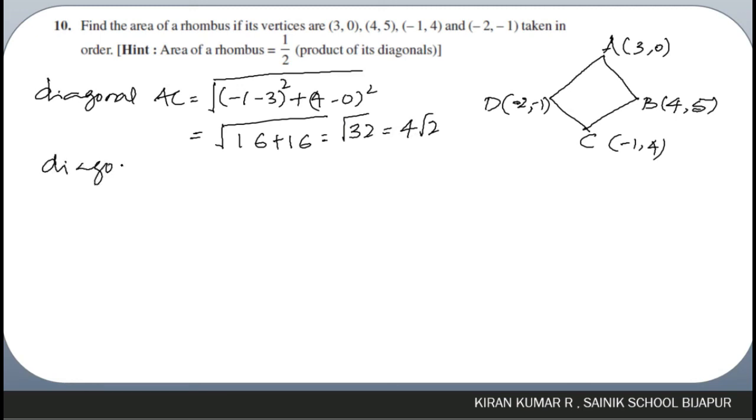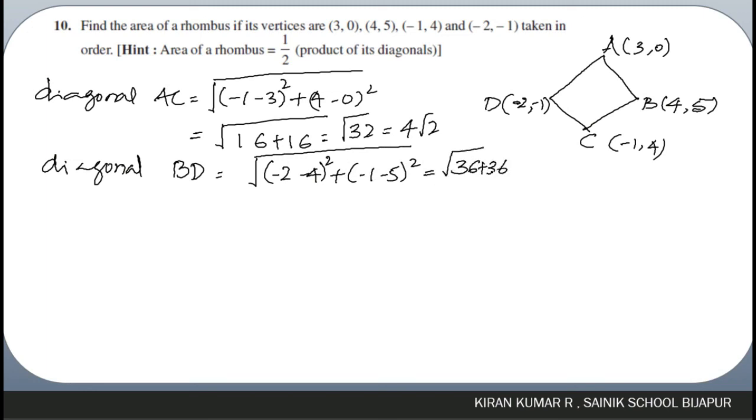Diagonal BD will be equal to under root -2 -4 whole square plus -1 -5 whole square. This will be root 36 plus 36, which is root 72. We know 36 multiplied by 2 is 72, so 6 root 2. Hence we have found the length of the diagonals.